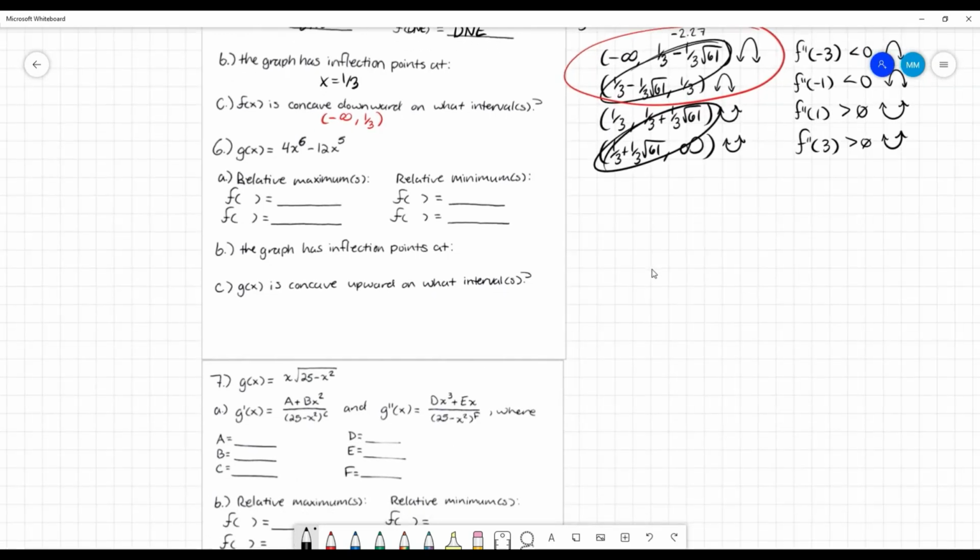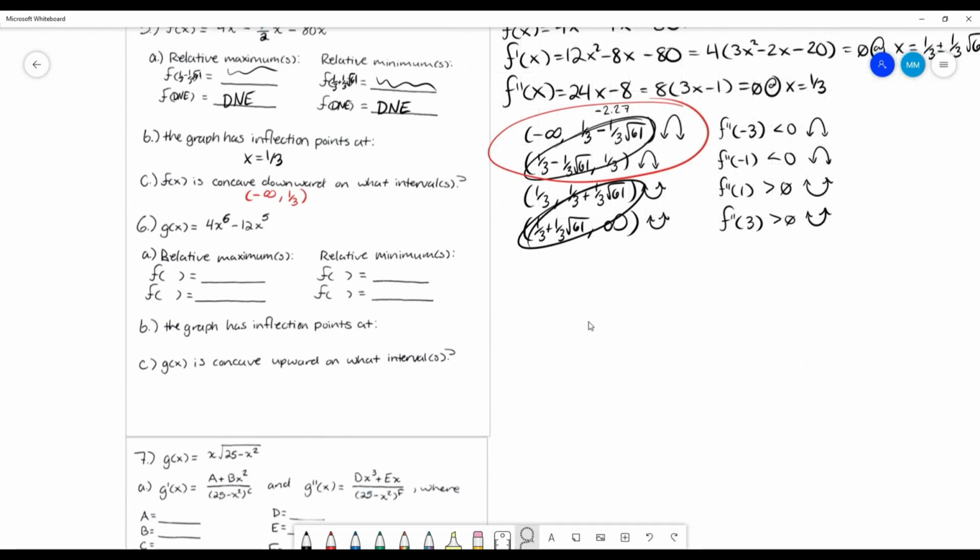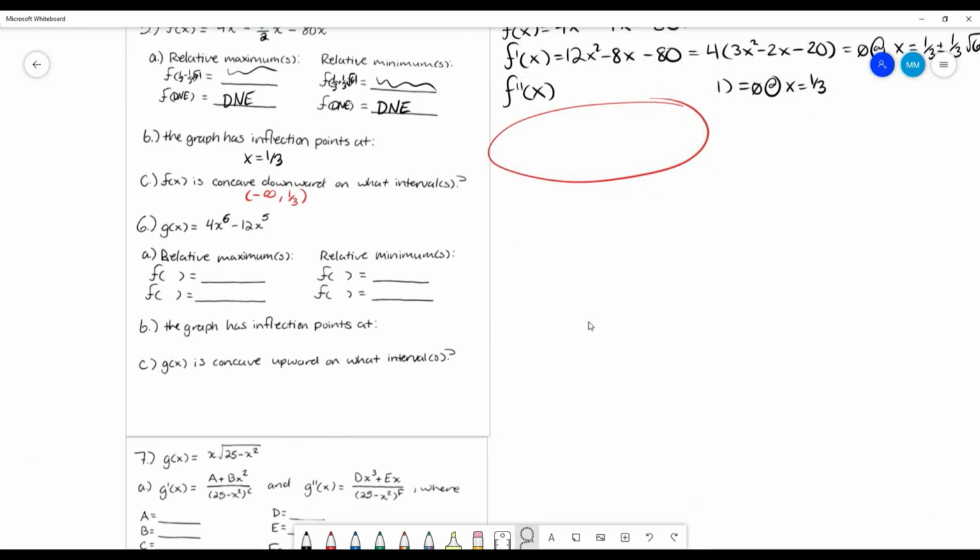Let's take a look at number 6 now. Same deal, different function. Gonna erase this part here. Oops. Didn't catch all of it.